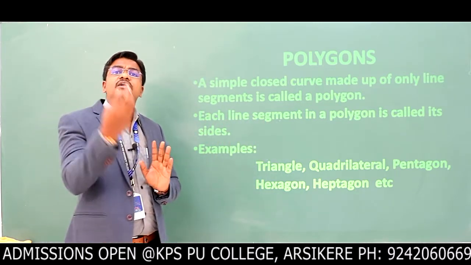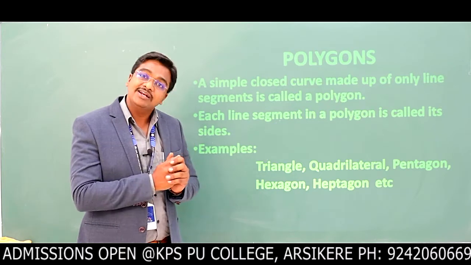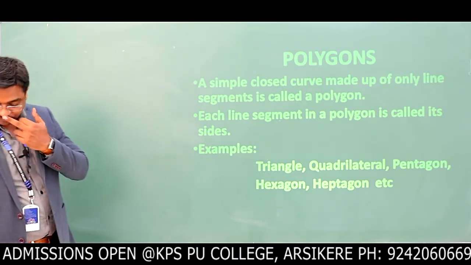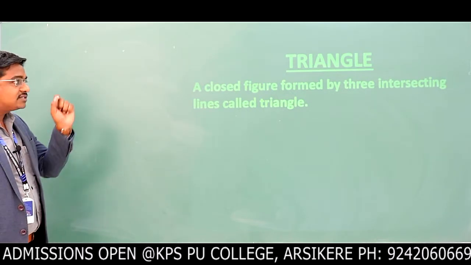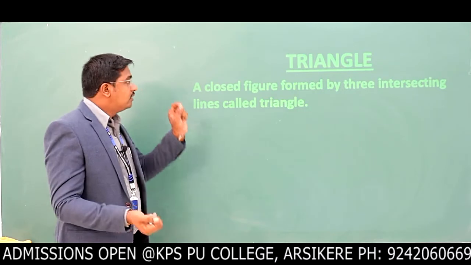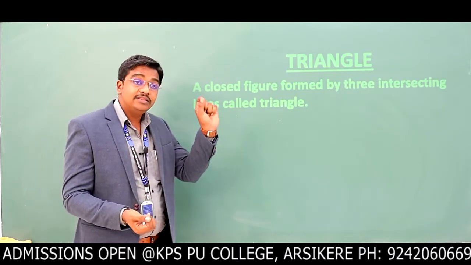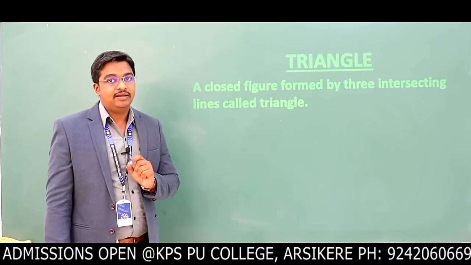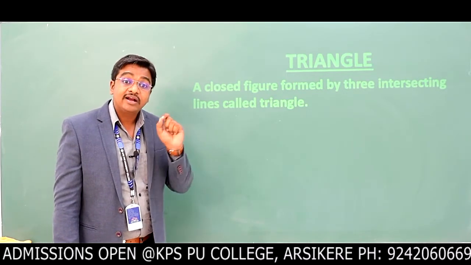What are the properties of triangle, properties of quadrilateral ಬಗ್ಗೆ ಡಿಸ್ಕಸ್ ಮಾಡೋಣ. First we are moving to the triangle. What is the triangle? A closed figure, or you can say another word here, a polygon. A closed figure formed by 3 intersecting lines is called a triangle.